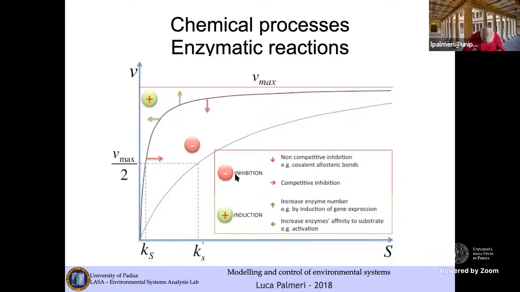Or you may consider the second category of effects, that is inhibition. Inhibition lowers the curve in the case of non-competitive inhibition, for example when you have covalent allosteric bonds, or you may have inhibition by the process of competitive inhibition. We may describe this by changing the form of the enzyme or the type of reaction.